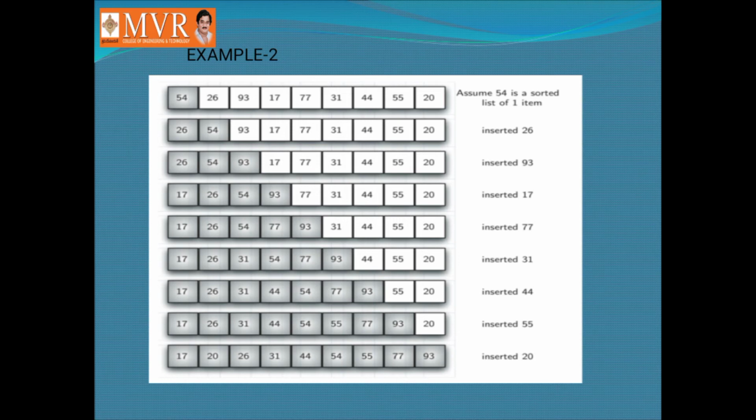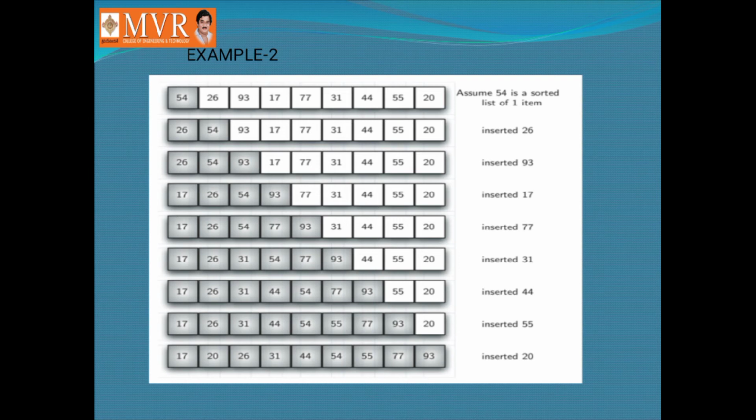In the third step, I compare my element 54 with 93. 54 and 93 are compared. They are in order. Since 54 is smaller than 93, they are in order. So there is no need of swapping. Next I go to the next step. Next I compare 93 with 17.